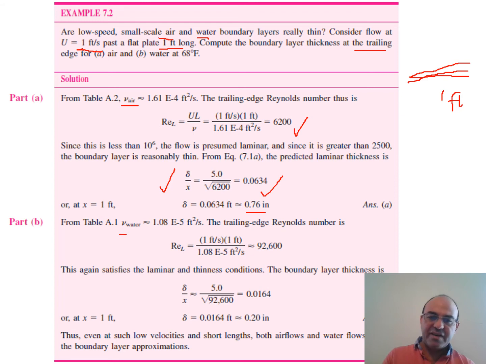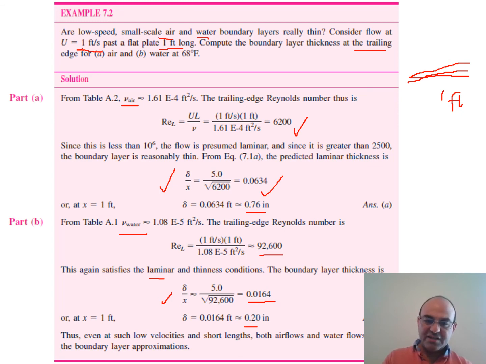If we have water instead of air, the properties will be different. The kinematic viscosity of water is much smaller than the kinematic viscosity of air, so the Reynolds number of water is larger than that of air. It is 92,000, still less than 10 to the 6. So it's laminar flow, and we use the same correlation for delta over x, and this time delta becomes 0.2 inch. After 1 feet or 12 inches, delta becomes only 0.2 inches, so much thinner than air. The boundary layer associated with water is much smaller than the boundary layer thickness associated with air.